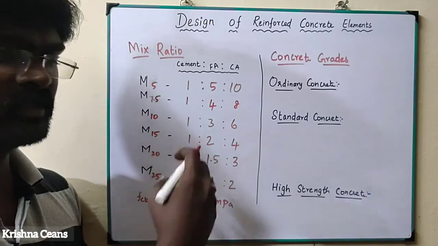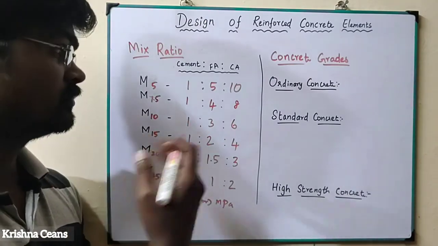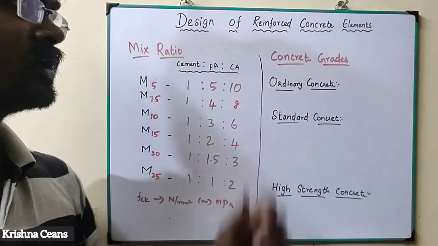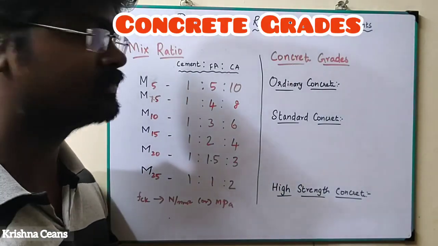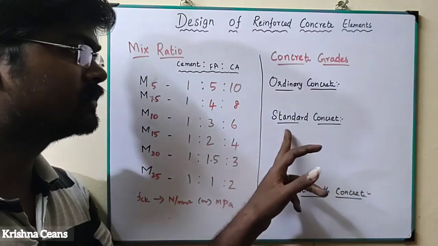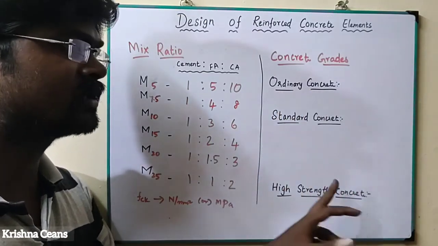Whatever it is, it is a standard mix. Next we will discuss the different types of concrete grade. Here we can mention ordinary concrete, standard concrete, and high strength concrete.